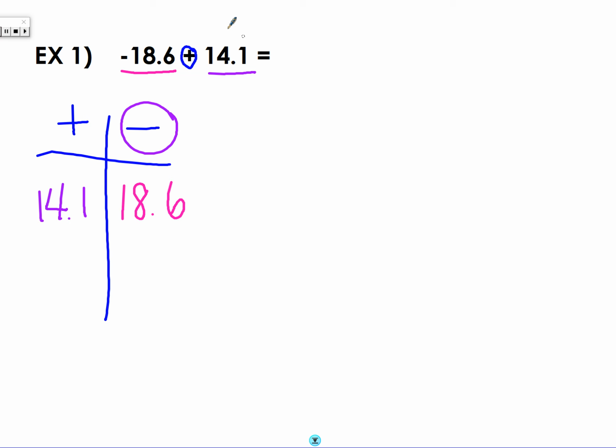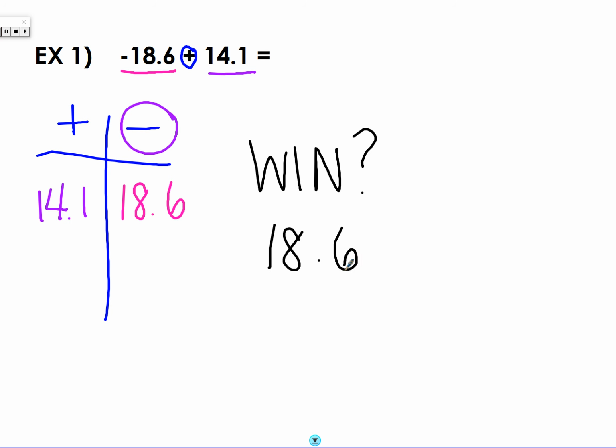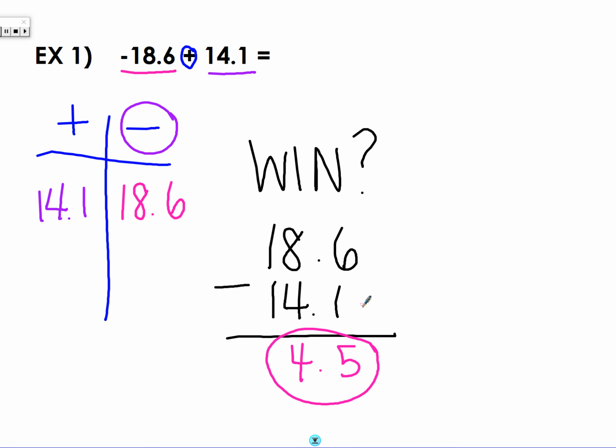So don't worry about this problem. Once you create the scoreboard, you're just going to ask yourself the question of who is winning and by how much. And the by how much is actually how you solve the problem. We take our 18.6, our 14.1, and if I want to know by how many points the negative team is winning, I would subtract. And so we end up with 6 minus 1 is 5, 8 minus 4 is 4. So 4.5 points is how much the negative team is winning by.